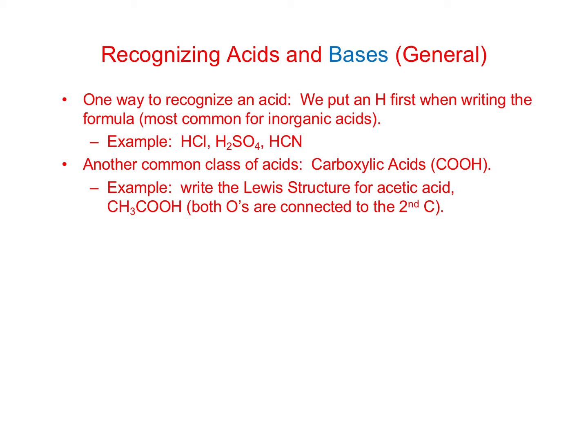However, when we start dealing with organic acids, that may not be the case. And a very common class of organic acids are called carboxylic acids. And so acetic acid is an example of that. So let me draw the Lewis structure for acetic acid.